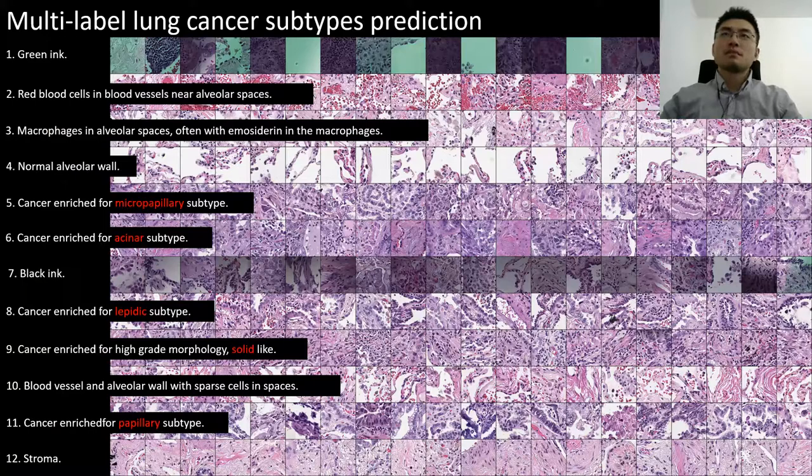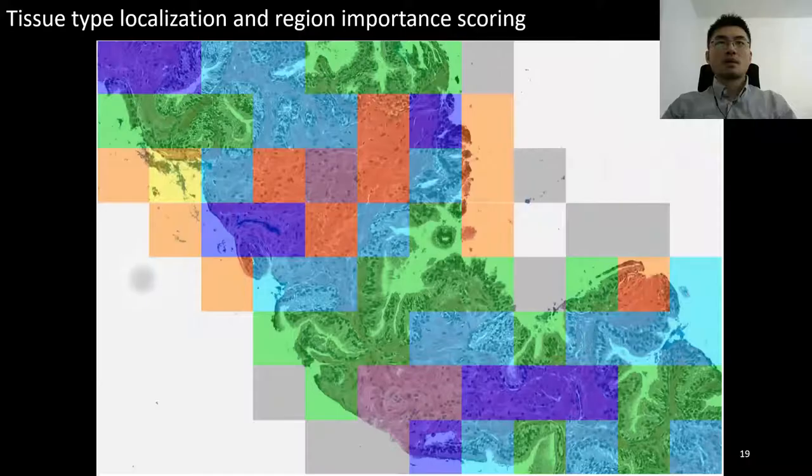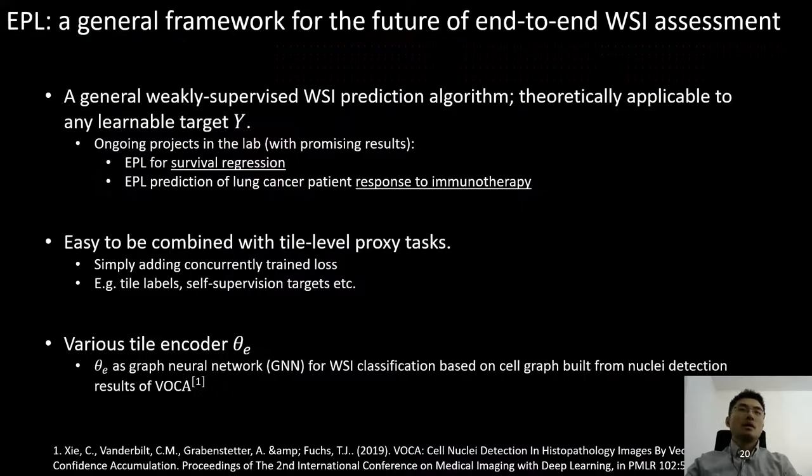For multi-label lung cancer subtype prediction, we are working with a relatively small data set, which has about only 600 slides. But during the early stage of training, we also saw enrichment of the labeled subtypes in the learned clusters, for example, the row 5, 6, and 8. And if we map the learned clusters back onto the whole slide, we can basically do tissue type localization. Basically, different color represent different type of tissues. And because every learned cluster has its importance regarding the prediction task, we can give different regions important scores over the whole slide.